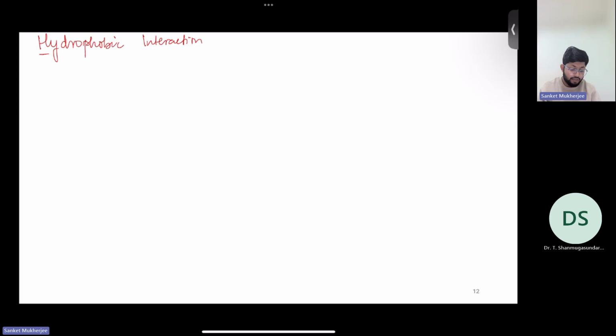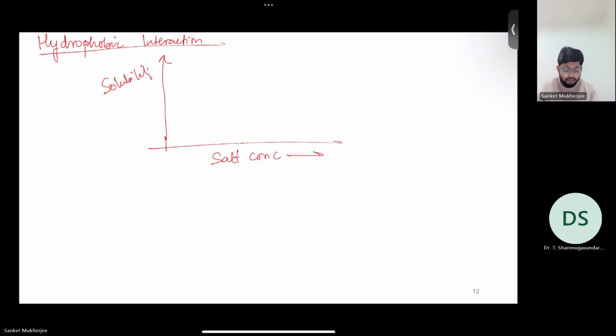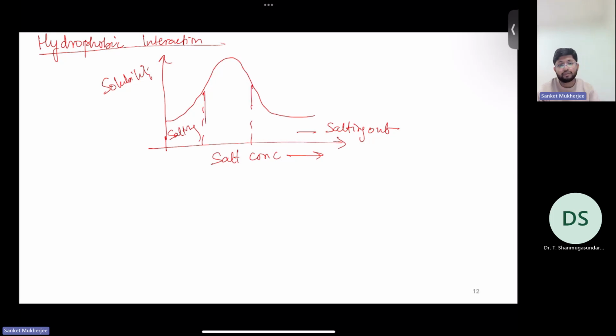If we look at the solubility versus salt concentration curve, we would see a peak like this. At higher salt concentration, we would see something called salting out, and at lower salt concentration, we will see salting in. At an optimum pH, the solubility of the protein will be highest. So that's the idea. You can study the slides, which talk about different matrices that can be used for different functional groups.